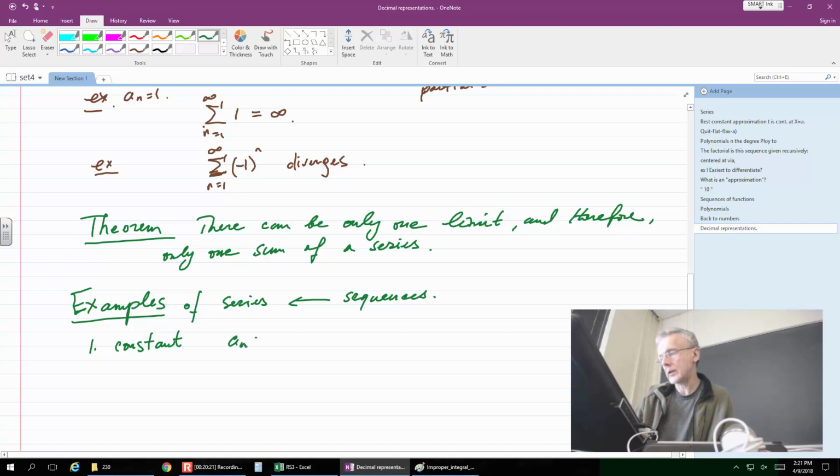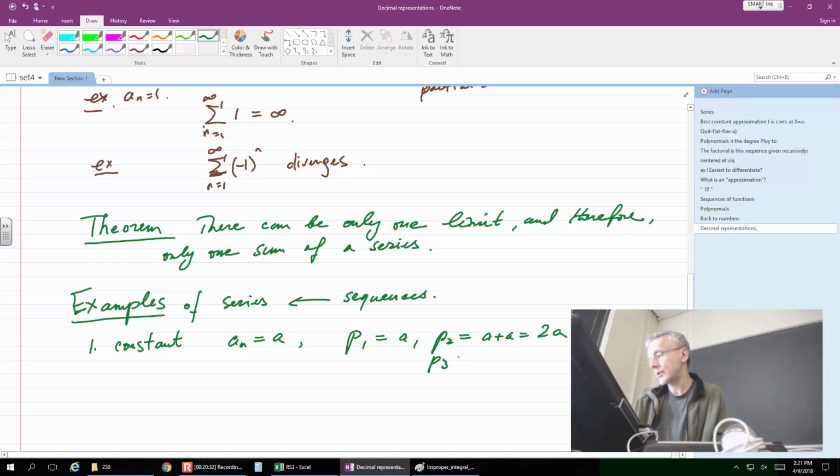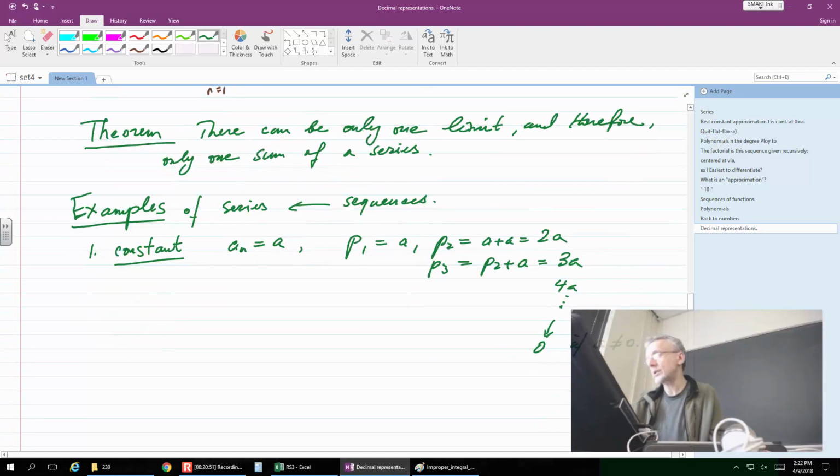Say a_n is equal to a. If I go with partial sums, then P1 is equal to a, P2 is equal to a plus a, which is 2a, P3 is equal to P2 plus a, which is 3a, and then 4a, and so on. And the whole thing is going to infinity as long as a is not equal to 0. Unless it's made of zeros, it will go to infinity, one or the other infinity. So a constant sequence gives you a growing series. I'm sorry, not 0, infinity over here.